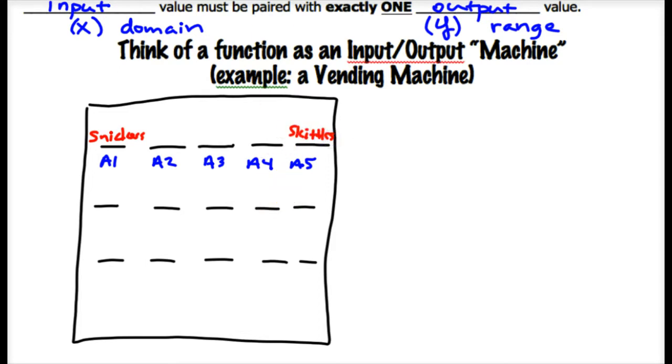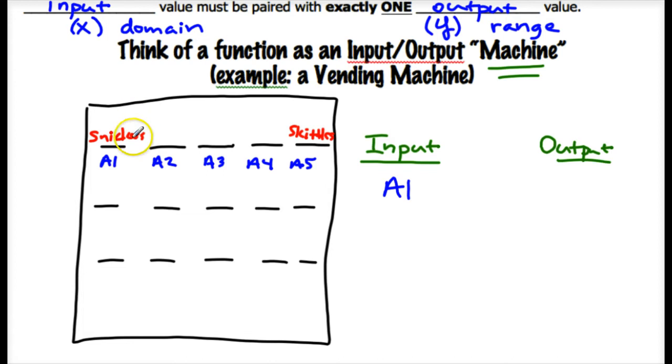Okay, so let's say you walk up to the vending machine, and of course you put in your money. The vending machine here is going to be our input-output machine, our function machine. In order to tell the vending machine what you want, you have to put in an input value, and so that input value may be A1. Let's say you type in A1 as your input value. Well, if you type in A1 as the input value, then the output value is going to be a Snickers bar, because Snickers are in the slot for A1.